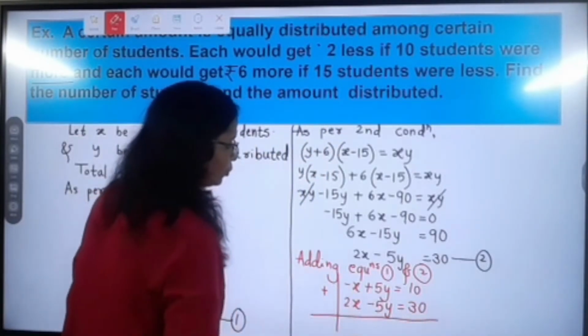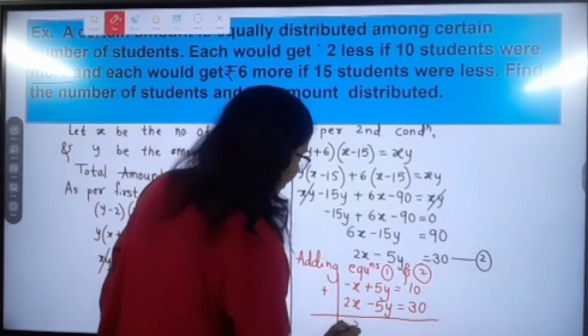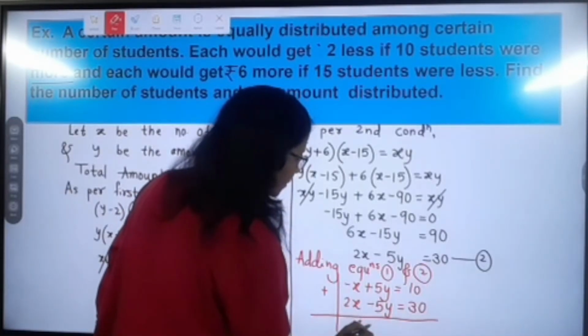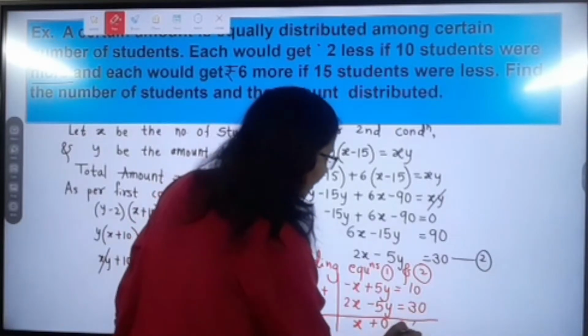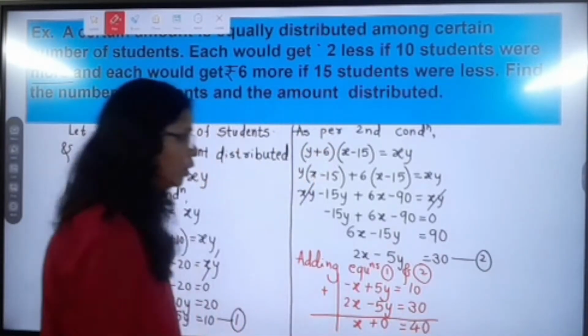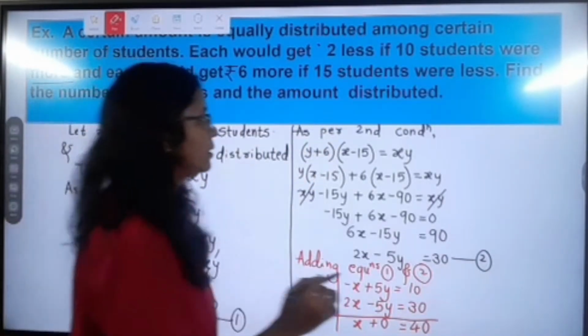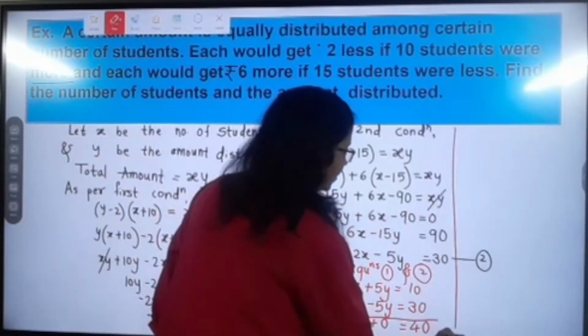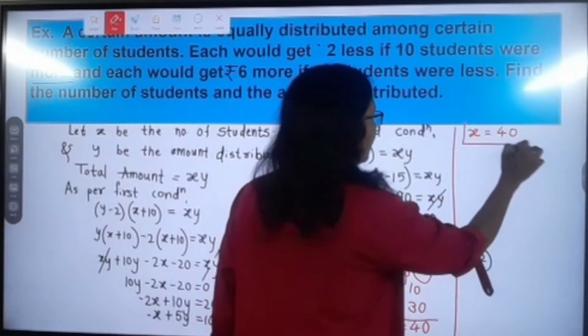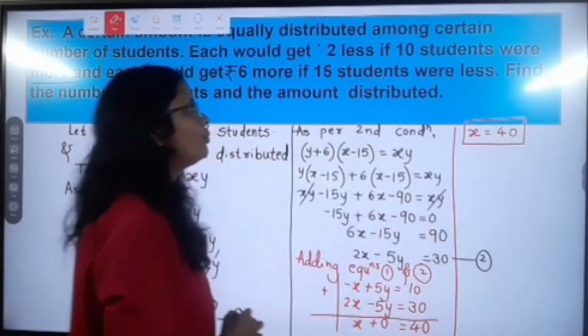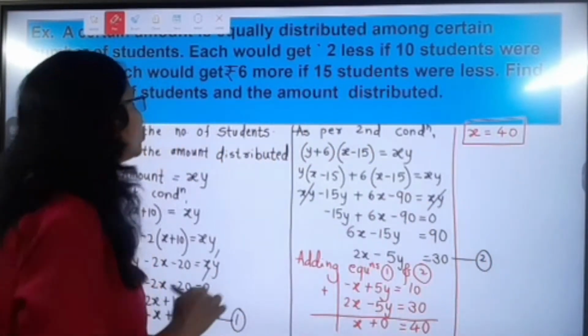So 2x minus x gives x, and 5y minus 5y is equal to 0, and here 10 plus 30 will be 40. So here, students, x is equal to 40. Now, students, we have to calculate the value of y.